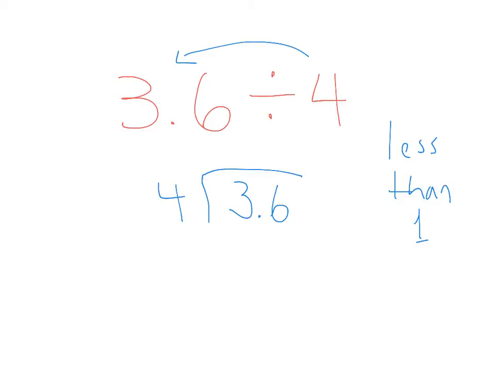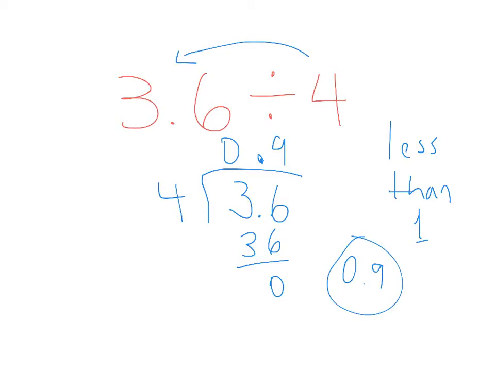So my rule here is, again, I'm going to go ahead and put that decimal point right there because I'm dividing a whole number into a decimal. 4 goes into 3 0 times. 4 goes into 36 9 times. I got no remainder, so I'm done. So my answer for this problem is going to be 0.9, which makes sense because that's less than 1.